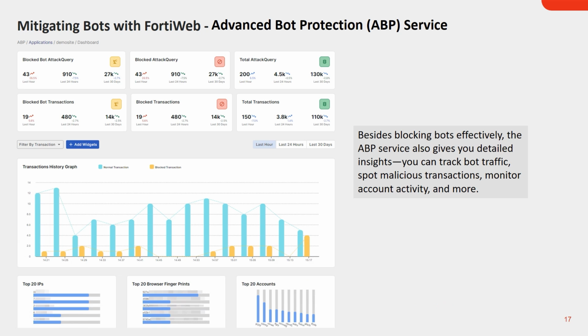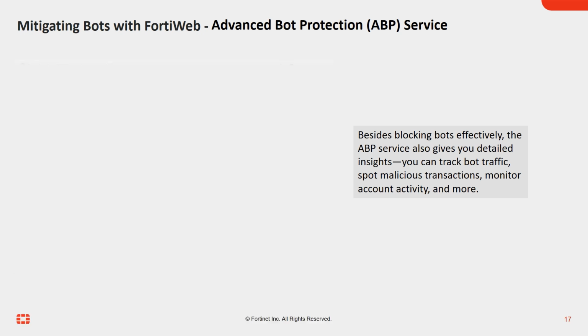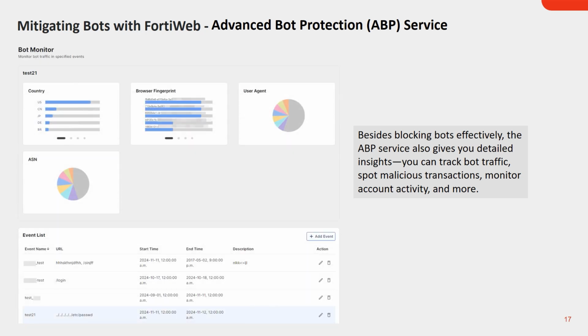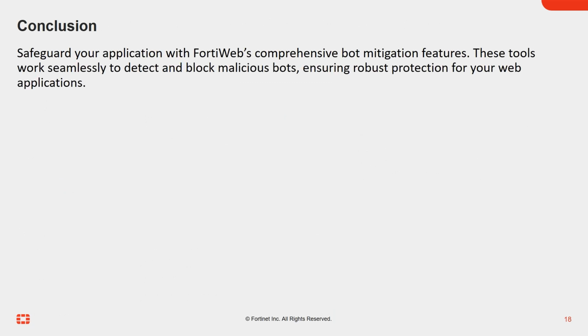Besides blocking bots effectively, the ABP service also gives you detailed insights. You can track bot traffic, spot malicious transactions, monitor account activity, and more. Safeguard your application with FortiWeb's comprehensive bot mitigation features. These tools work seamlessly to detect and block malicious bots, ensuring robust protection for your web applications.